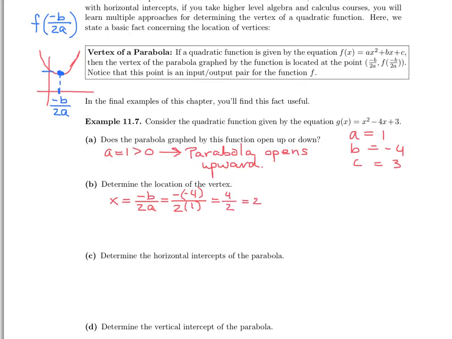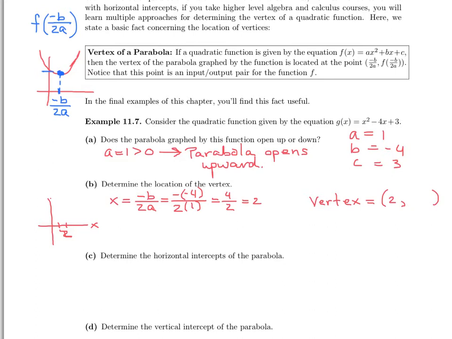So that tells us that if we were to graph this vertex, the first coordinate of the vertex is 2. So this vertex lies somewhere along this line. Or, put another way, what we know is that the vertex is at 2 comma something, and we have to work out the second coordinate.